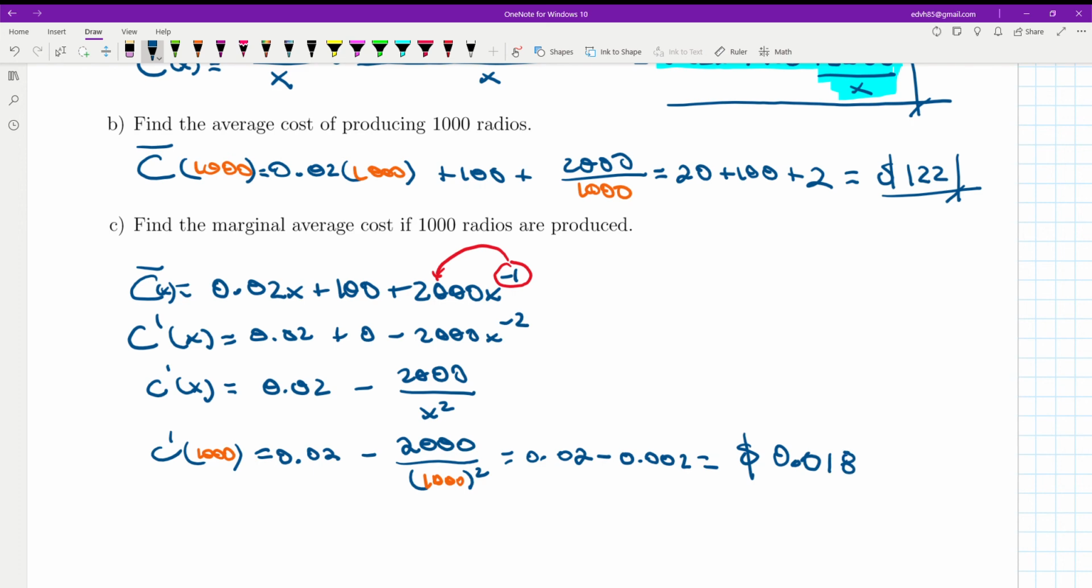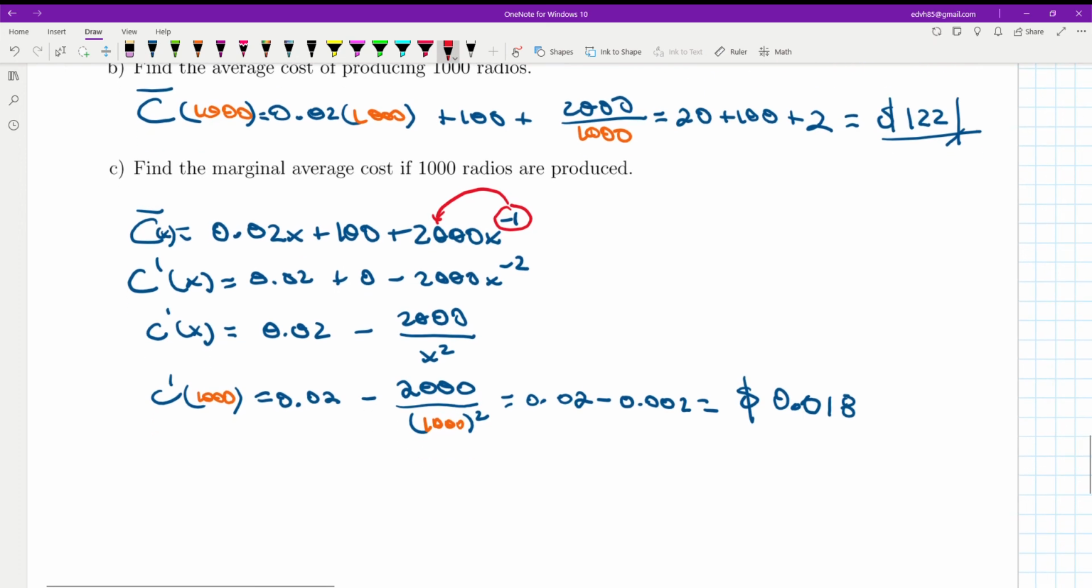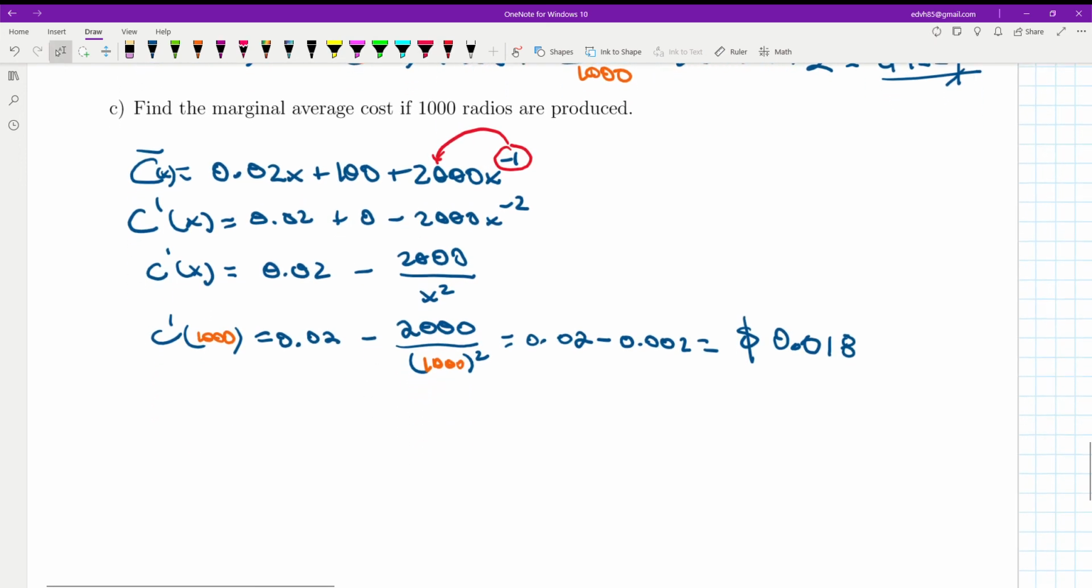In other words, you might want an easier number to interpret. This is the same as saying 1.8 cents. And the way we interpret this is that the average cost per radio is increasing at a rate of 1.8 cents per radio when 1,000 radios are produced.